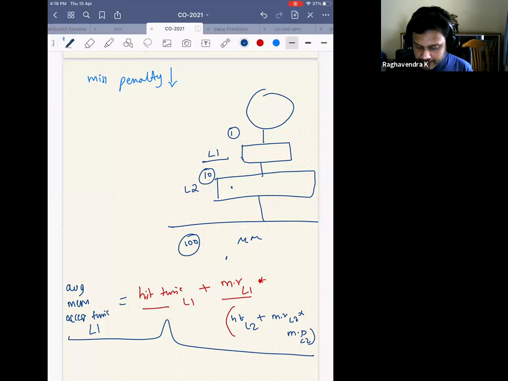So we said that the average memory access time of L1 is hit time of L1 plus miss rate of L1 into miss penalty of L1, where the miss penalty of L1 is hit time of L2 plus miss rate of L2 into miss penalty of L2. So this is what the equation looks like.